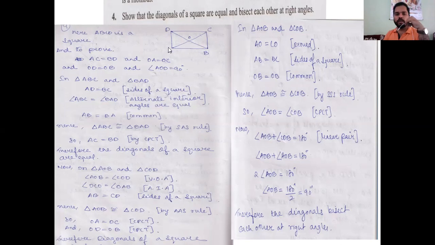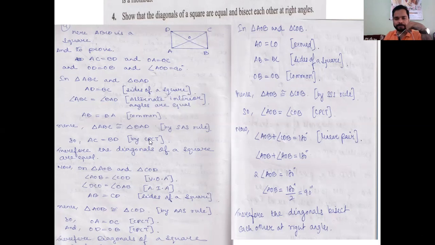That means OA is equal to OC and OB is equal to OD. I have to show this one. For that, I have to consider two triangles which are opposite to one another, that is AOB and COD. You can consider two different triangles also, that is AOD and BOC. It should be opposite ones. So now AOB and COD.